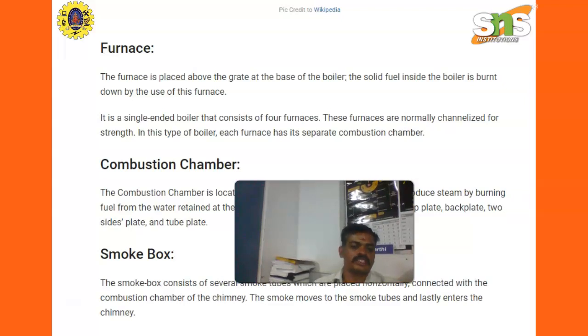The combustion chamber is located at the base of the boiler shell, and is used to produce steam by burning the fuel to heat the water retained in the shell. The chamber consists of the top plate, back plate, two side plates and tube plates.